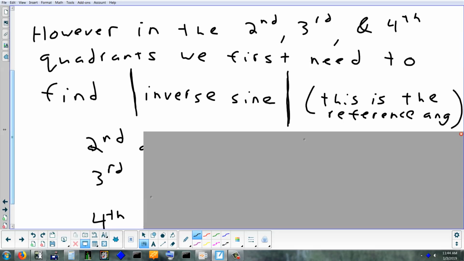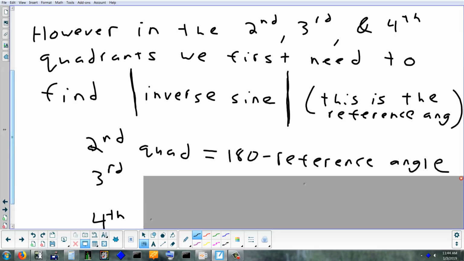And when you find the absolute value of inverse sine, this is called a reference angle. It's a reference angle because it's not the final answer. It's something that we're going to reference in a formula to get the final answer. Okay, we'll do an example, but let me just give you the formulas first.